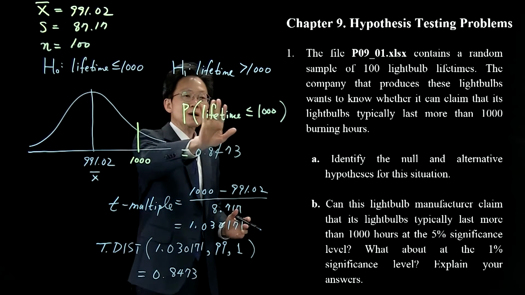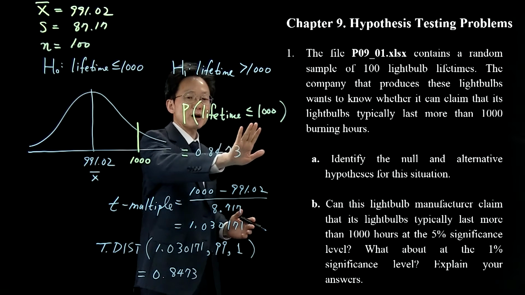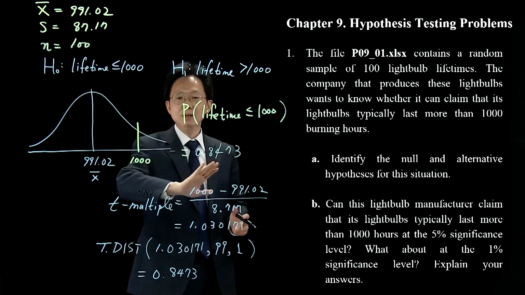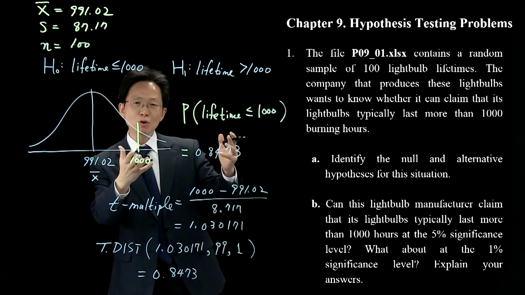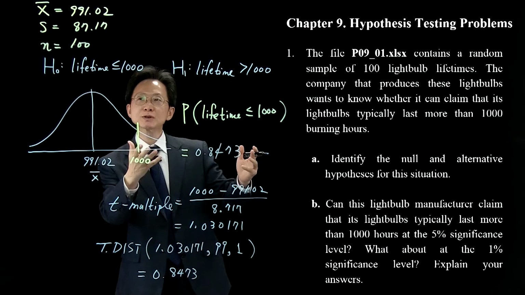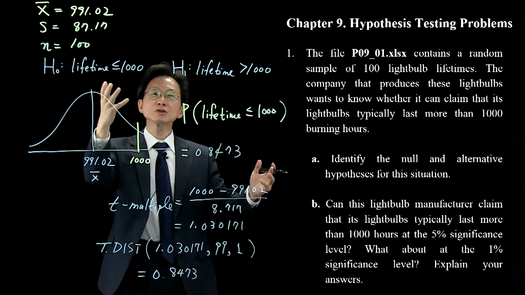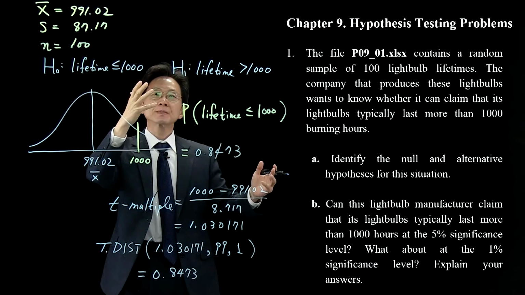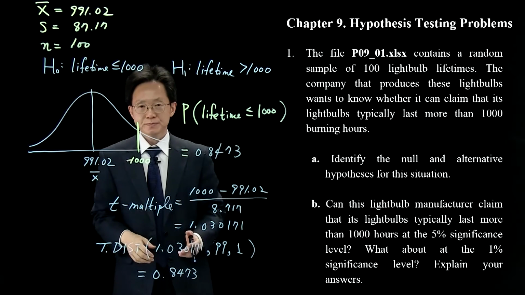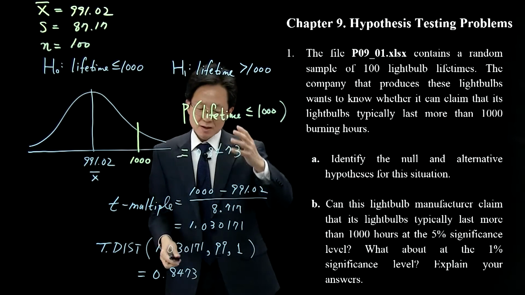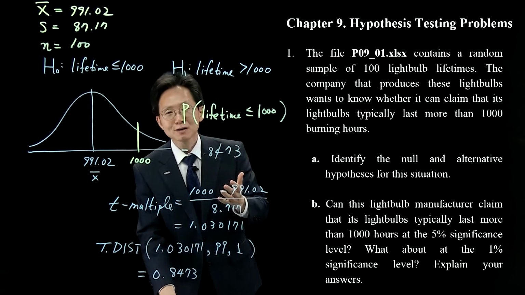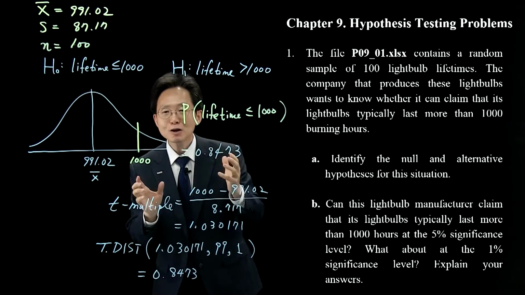Probability the lifetime is less than or equal to 1,000 is 84%, almost 85%. Do you think it's really strong evidence to support your null hypothesis or your alternative hypothesis? What do you think? 85%. It looks like it's a very large probability.